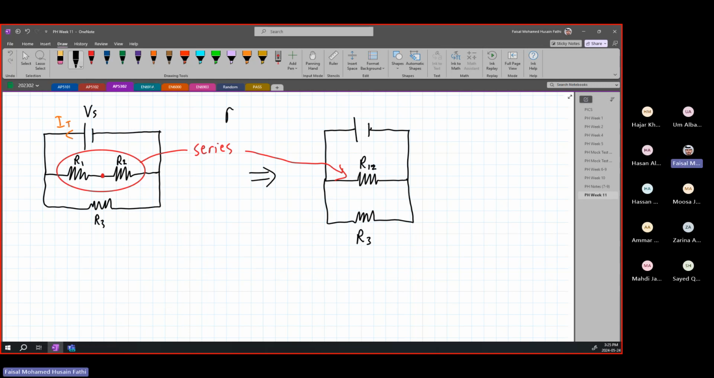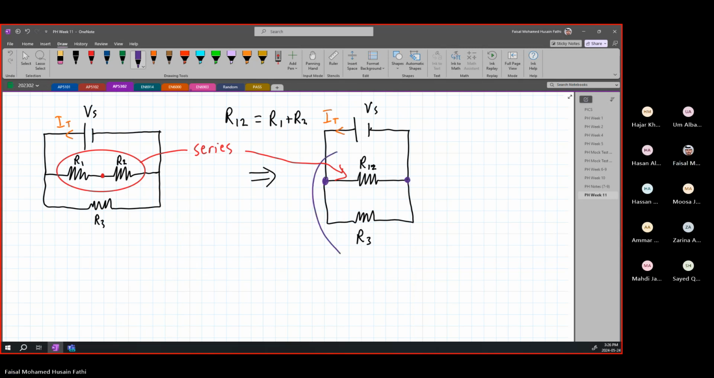Okay? And R12 is equal to R1 plus R2. Now when we look at the series, we're done with the first circuit. Now when we look at the connections here, this is our VS, all right? This is our current IT. Now, if we look at the connections here, we are going to have 2 points of connection. We're going to have a point here and a point here between R12 and R3.